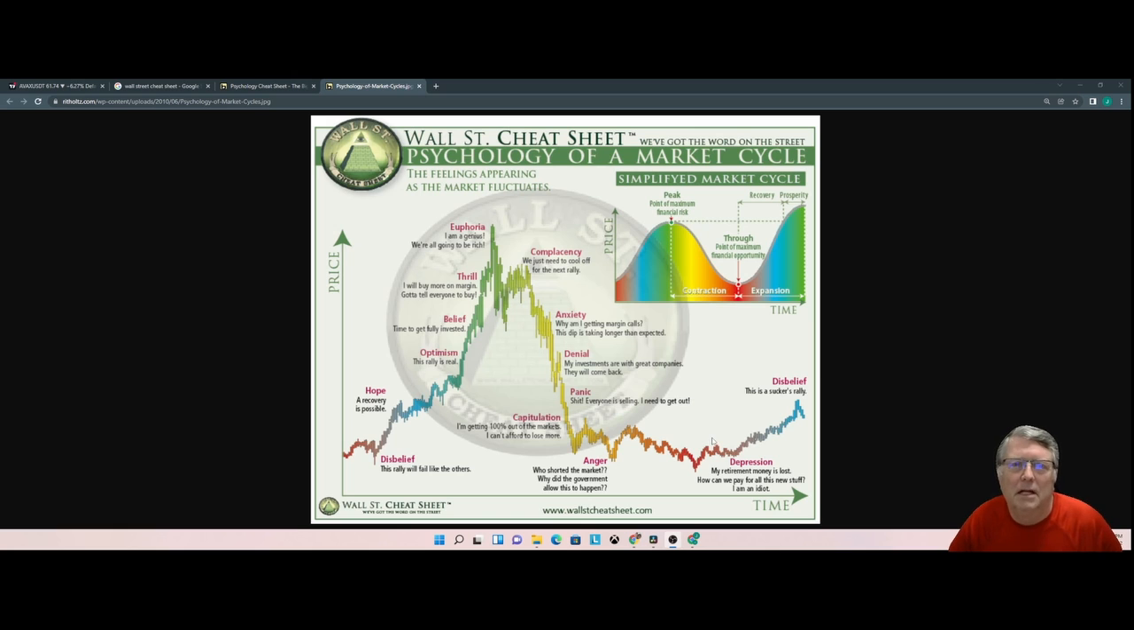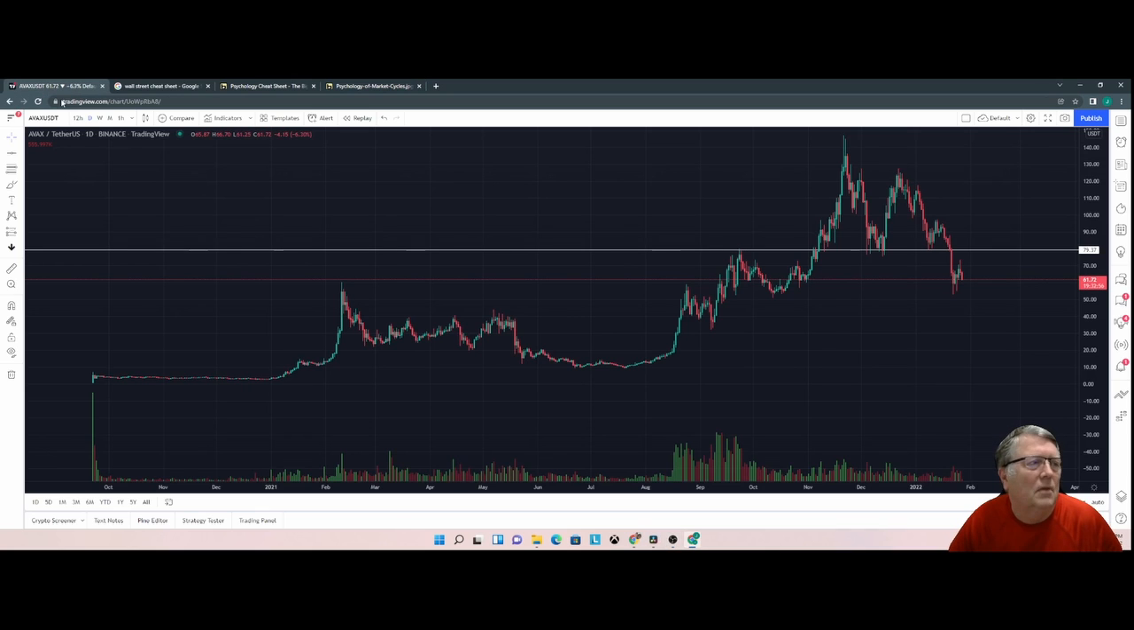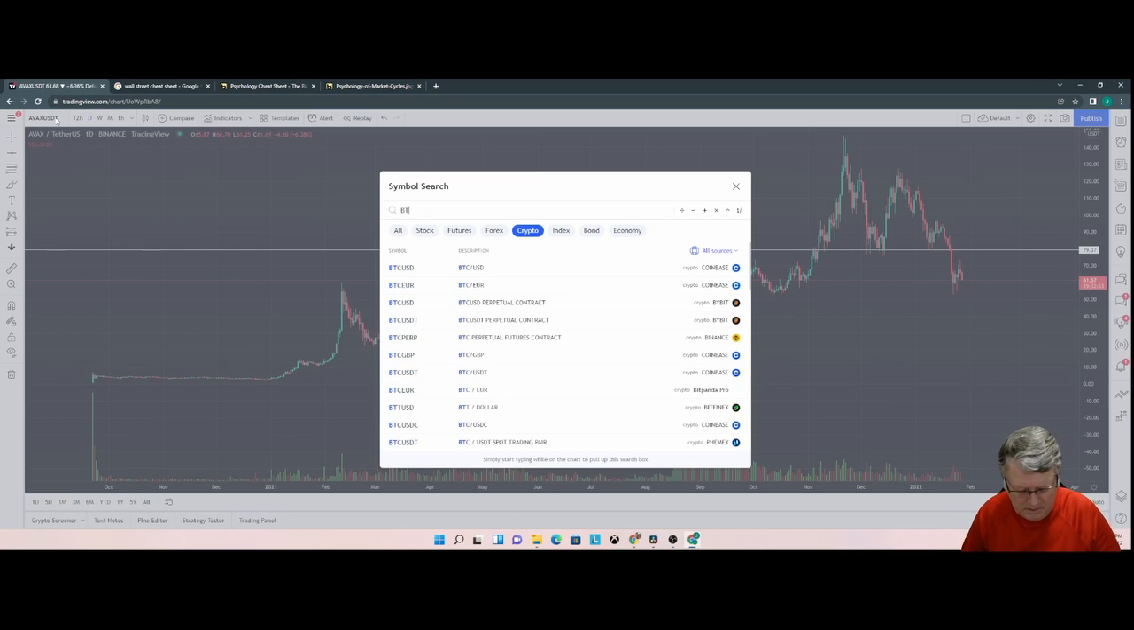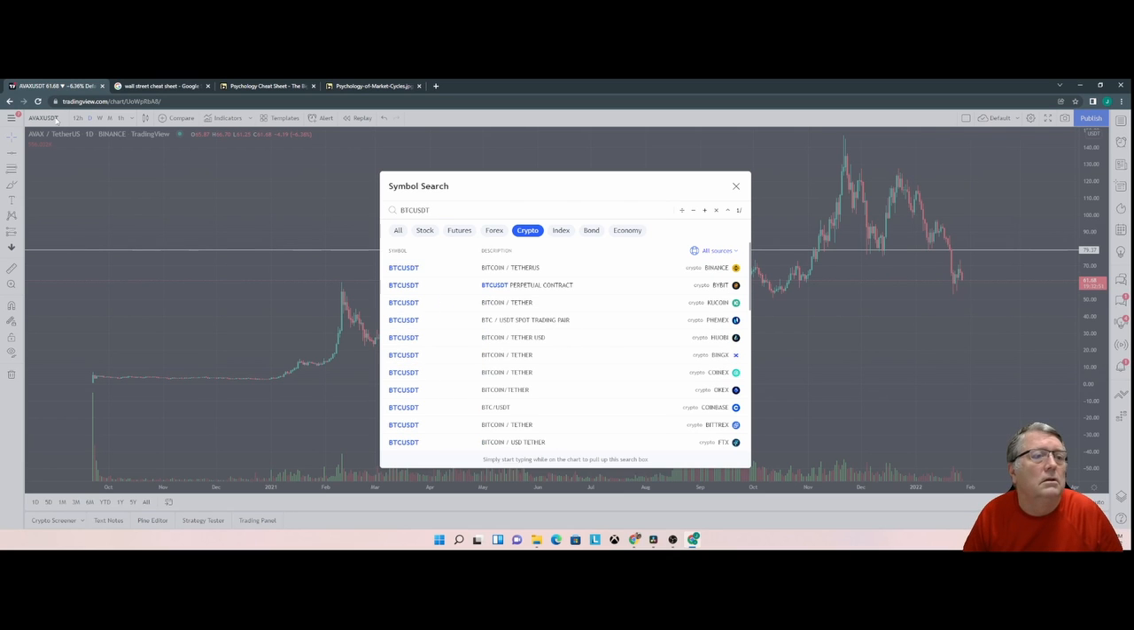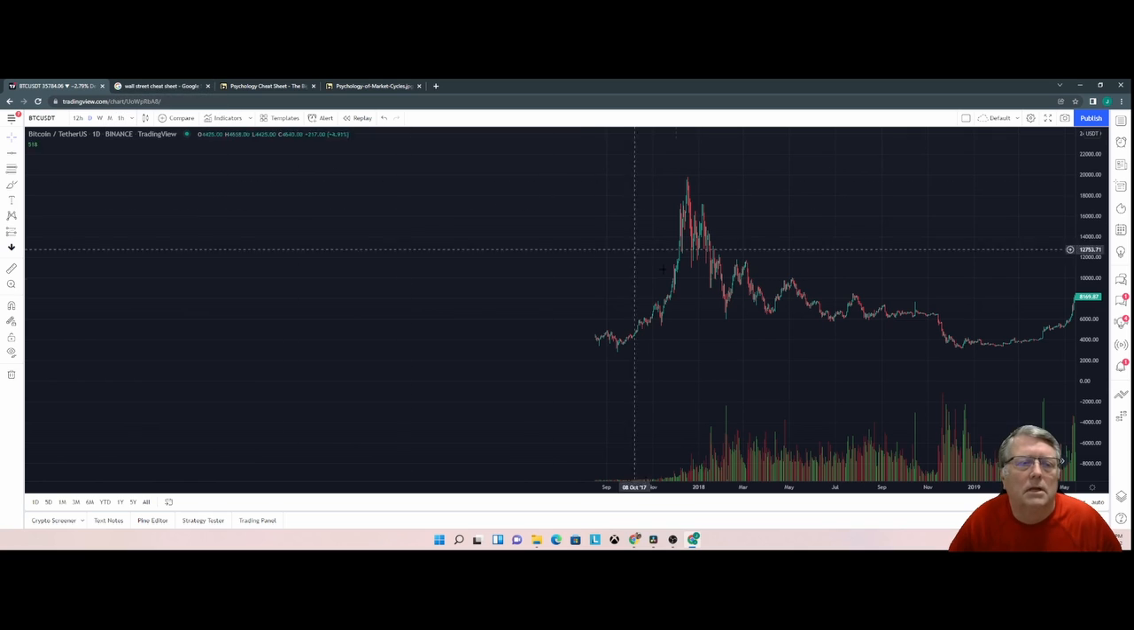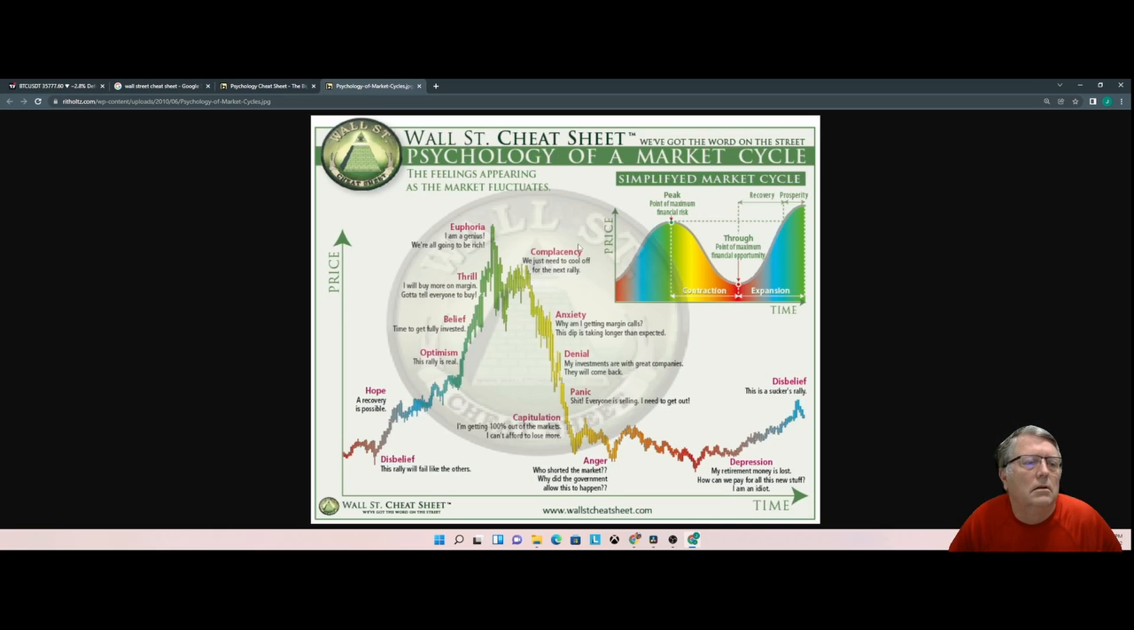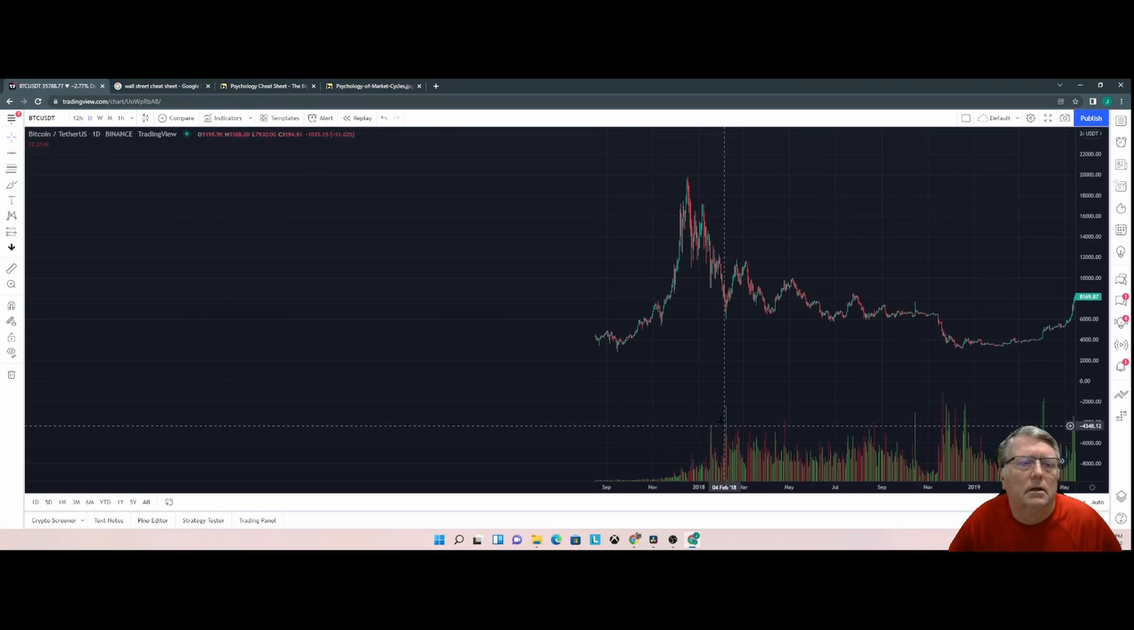If you don't think this applies to Bitcoin, let me pull up Bitcoin. Does that look like that? There's the Wall Street cheat sheet. There's Bitcoin in 2017, 18. This is how the markets work. Don't think that the market's necessarily going to go up forever.